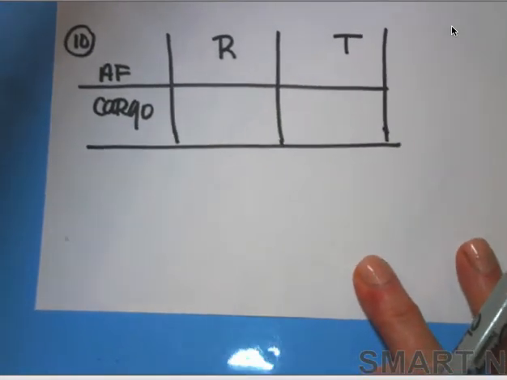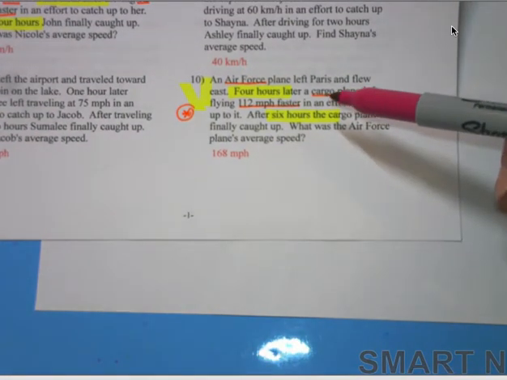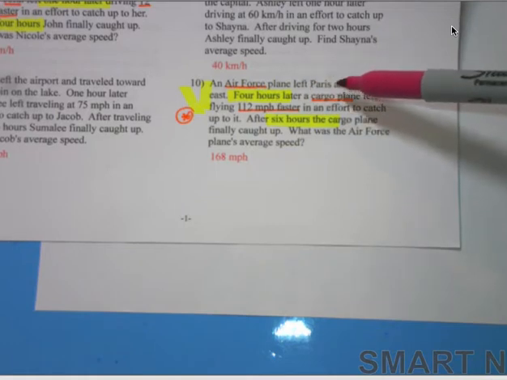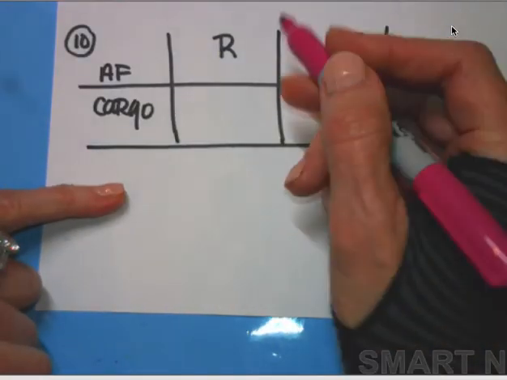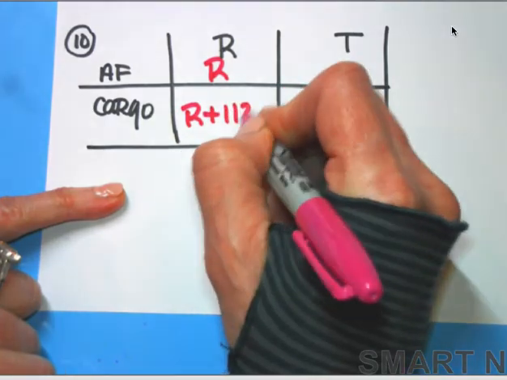So number 10, let me get the words for number 10. All right, so in number 10, I have an Air Force plane and a cargo plane. The Air Force plane left Paris, flew east. 4 hours later, a cargo plane left flying 112 miles per hour faster. So in this particular problem, I'm going to let the Air Force plane be R. Cargo is R plus 112.